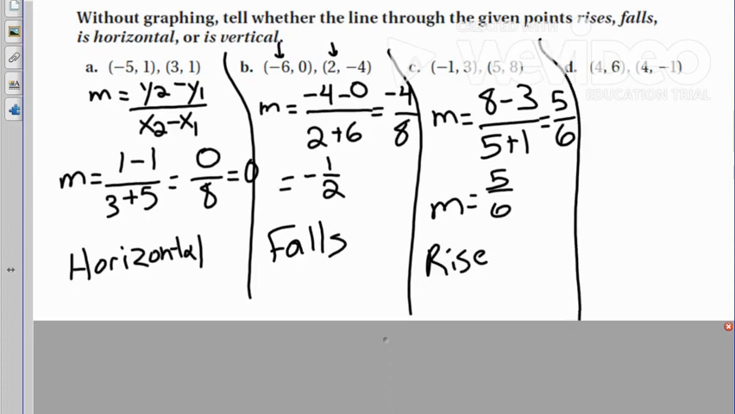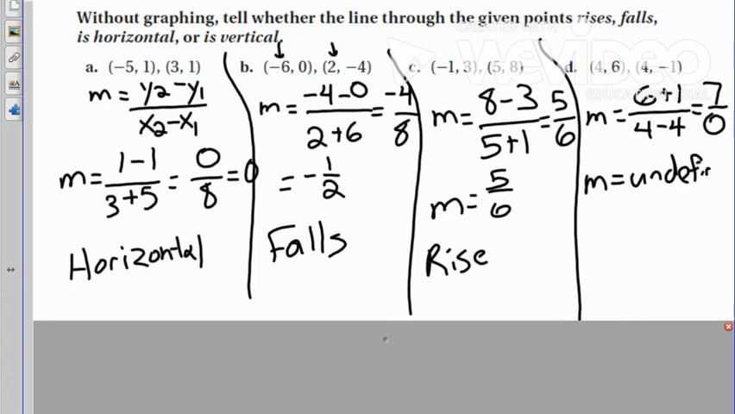All right, and then the last one, I have m is equal to 6 plus 1 over 4 minus 4. So that's going to be 7 over 0. And we know that that is undefined because we cannot divide by 0 here. So this would mean that this is a vertical line.